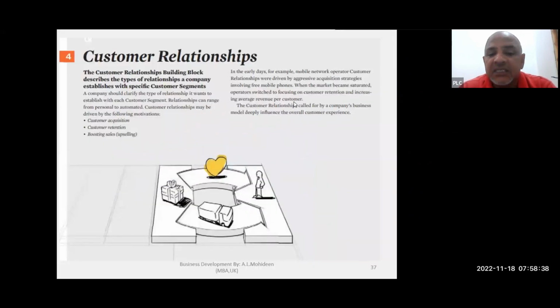And finally, we have to maintain customer relationship management. So CRM is very important in the supply chain. So you have to manage the customers.